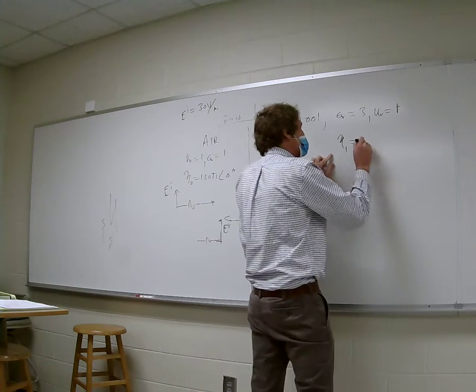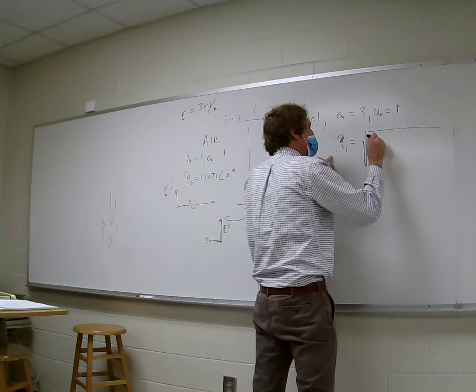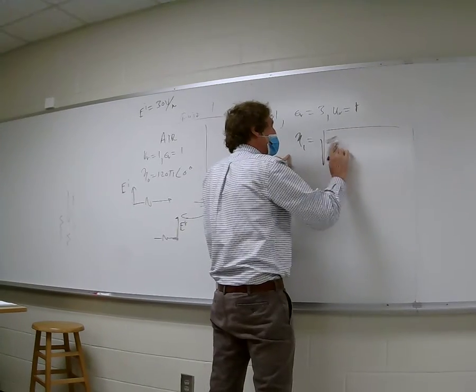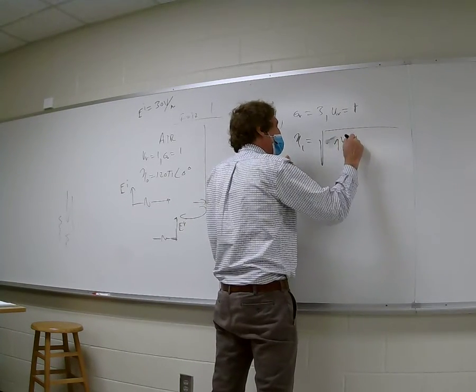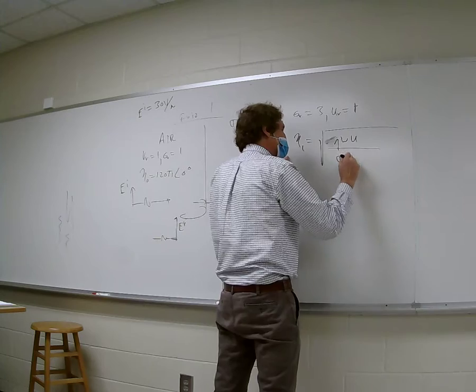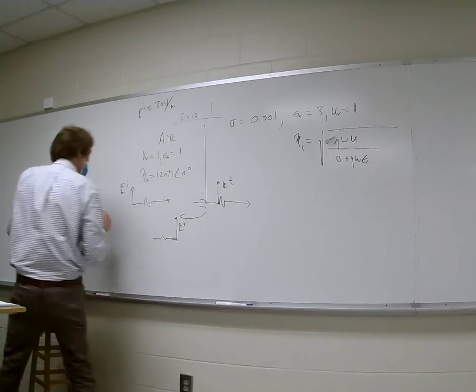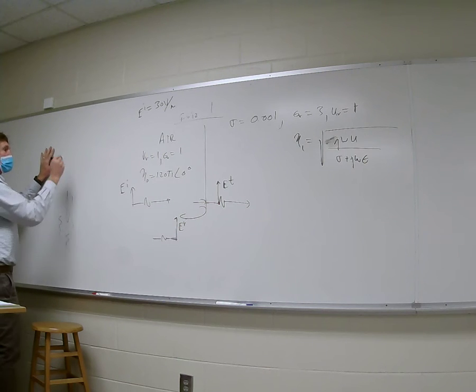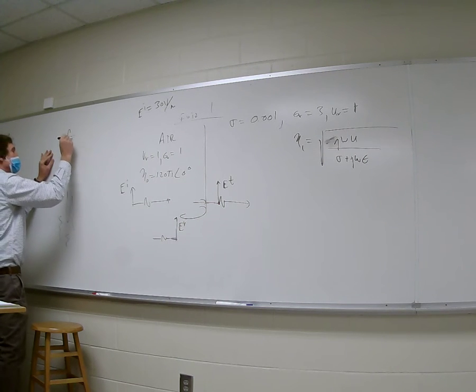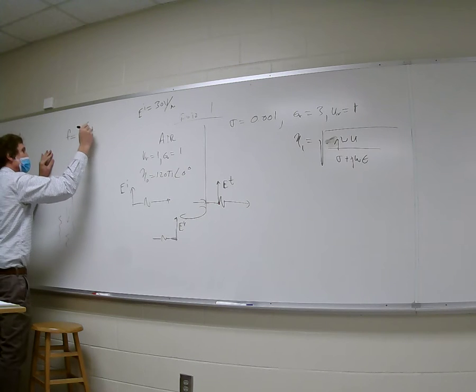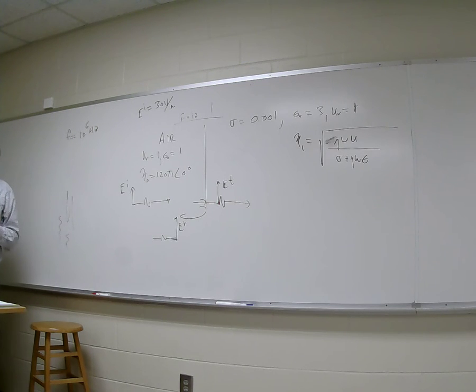So eta 1 is the square root of j omega mu over sigma plus j omega epsilon. Here, let me just say one other thing. The frequency on this one was 10 to the 6th hertz, right? Check your paper. Y'all follow me? Was it 1 megahertz or 10 to the 6th hertz, class? 1 mega. Well, that's 10 to the 6th hertz, right?